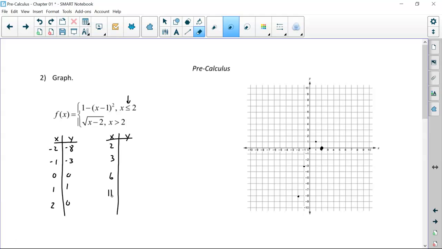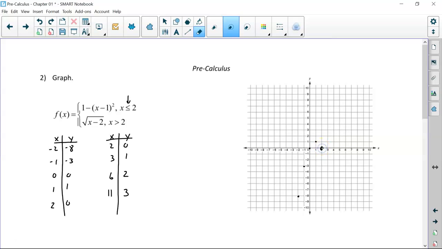And the reason I picked those points is 2 minus 2 is 0, and the square root of 0 is 0. For x equals 3, 3 minus 2 is 1, the square root of 1 is 1. It's giving me nice whole numbers. 6 minus 2 is 4, the square root of 4 is 2. 11 minus 2 is 9, the square root of 9 is 3.